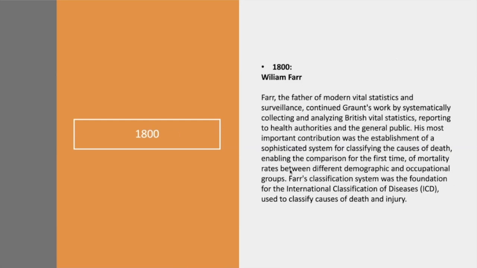William Farr, the father of modern vital statistics and surveillance, continued Graunt's work by systematically collecting and analyzing British vital statistics, reporting to health authorities and to the general public. His most important contribution was the establishment of a sophisticated system for classifying the causes of death, enabling the comparison for the first time of mortality rates between different demographic and occupational groups. Farr's classification system was the foundation for the International Classification of Diseases, or ICD, used to classify causes of death and injury.